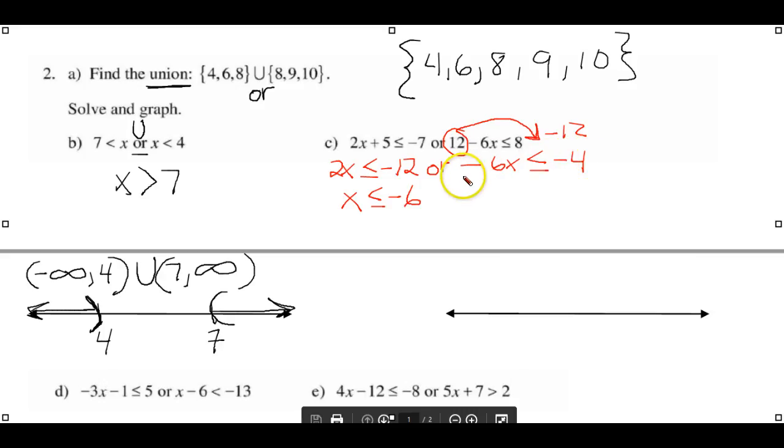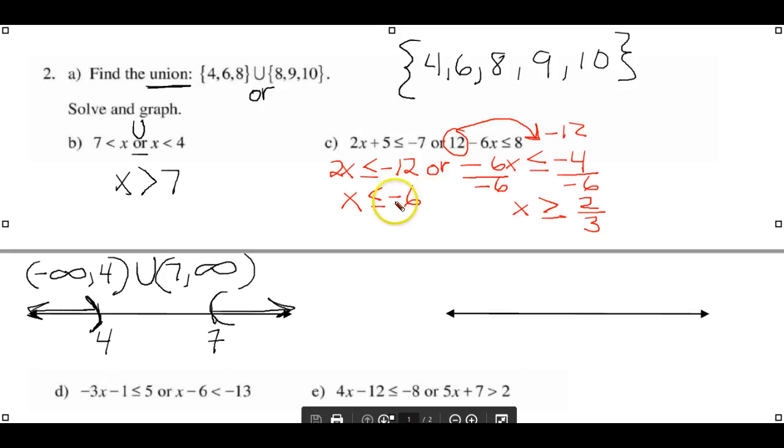Now here's where I have to reverse the inequality, because I'm going to divide by a negative 6. Divide this by a negative 6. When I do that, this inequality sign changes its direction, and I get x, a positive x, is less than or equal to a positive 2/3.